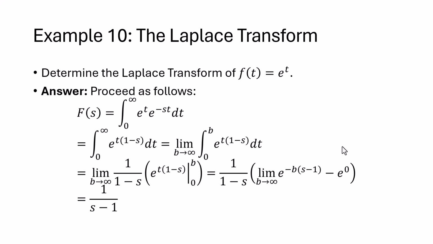We know that e to the 0 power is 1. We know that the limit as b approaches infinity of e to the negative b approaches 0, and therefore the result is 1 over s minus 1. So the Laplace transform of e to the t is equal to 1 over s minus 1.